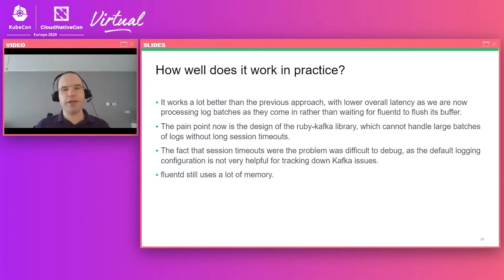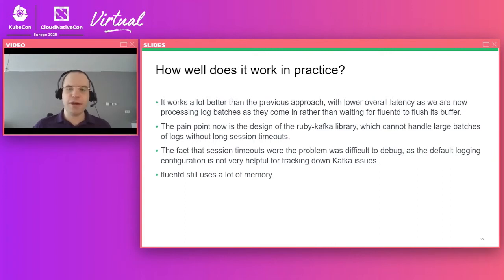The main pain point now is the way the Ruby Kafka library works. It only sends heartbeat messages to Kafka in between processing log batches, which means we can either have nice big log batches and very infrequent heartbeats, so it takes a long time to recover from failure, or we can have short heartbeats so that it recovers quickly from failure, but we have to process really tiny batches of logs and then run into stuff like CloudWatch API limits because we're processing those logs too frequently. So that's a bit annoying.